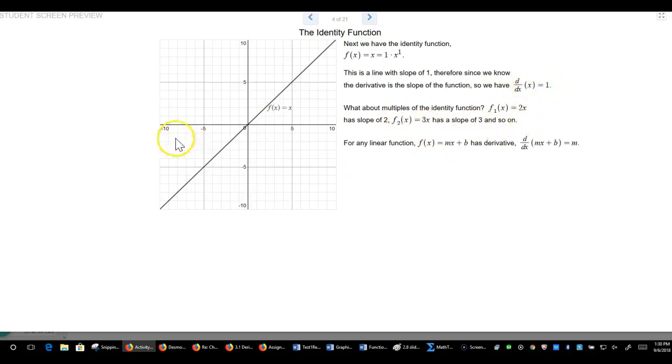Multiples of the identity function, like 2x, 3x, etc. You know this has a slope of 2. That's a linear function with a slope of 2 through the origin. So that derivative is 2. This is a linear function with a slope of 3, etc. So any linear function has as its derivative its slope.